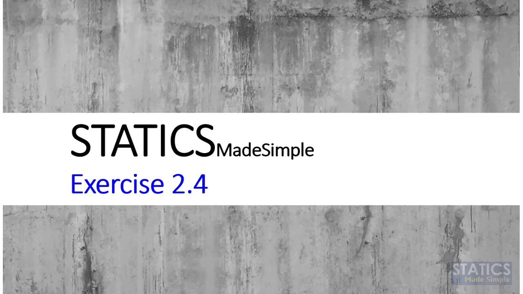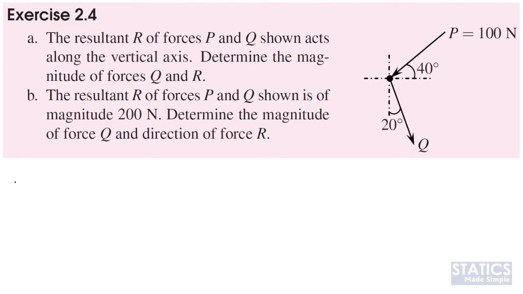Now we will be solving exercise 2.4. We'll start with question A. Given in the question that P and Q will have a resultant R and this R is vertical. So we can sketch the direction of R. We know that vector P plus vector Q will give us a vertical R.